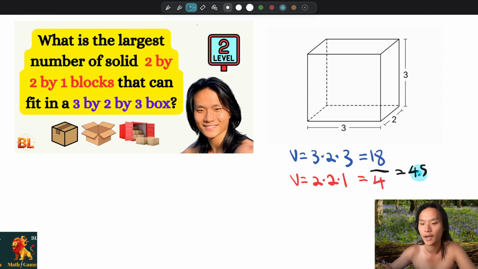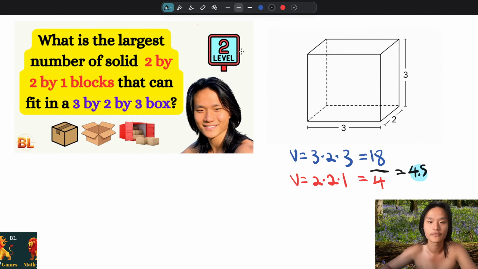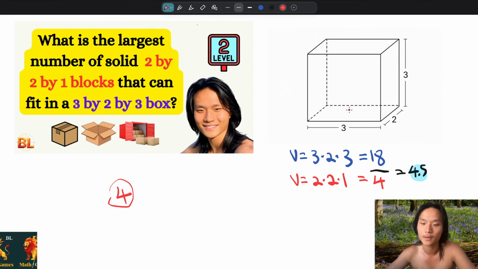Now, 4.5 is not an integer, so we can say that potentially the box can fit in 4 of those 2 by 2 by 1 blocks, right? So this is the answer, but we want to be extra sure about this. So we're going to draw out these small blocks inside this diagram to see that the configuration is possible.